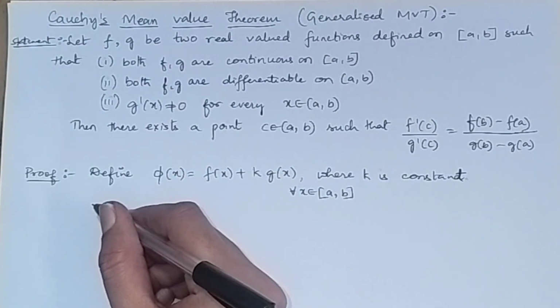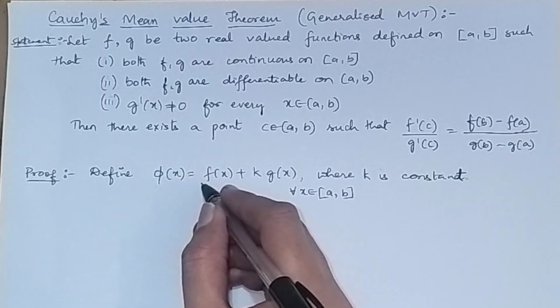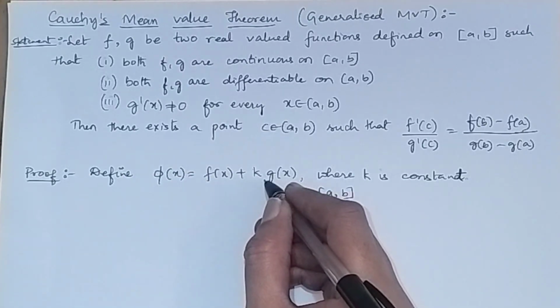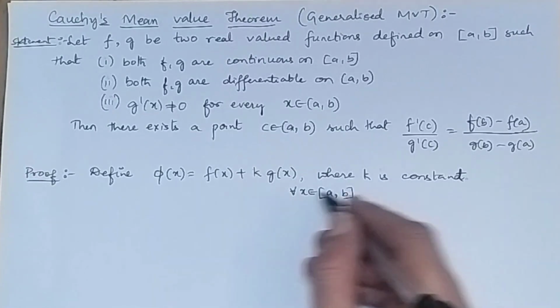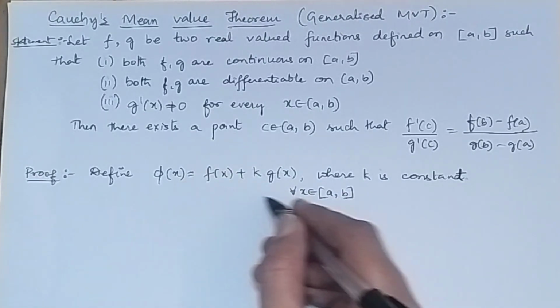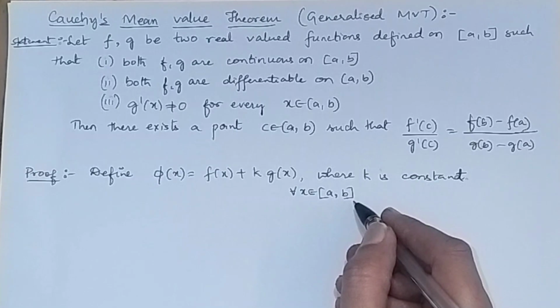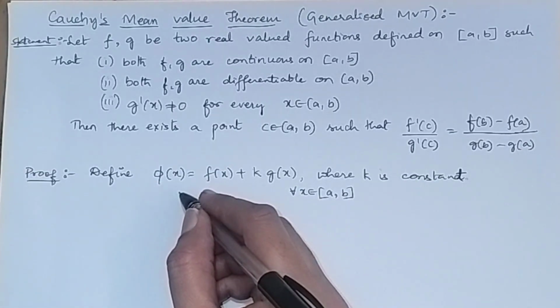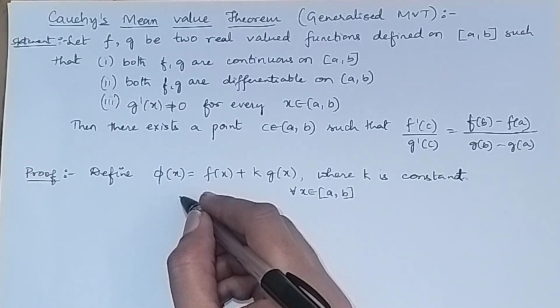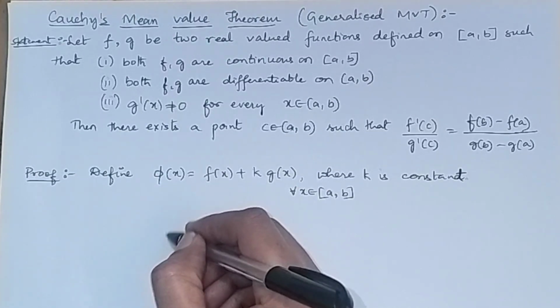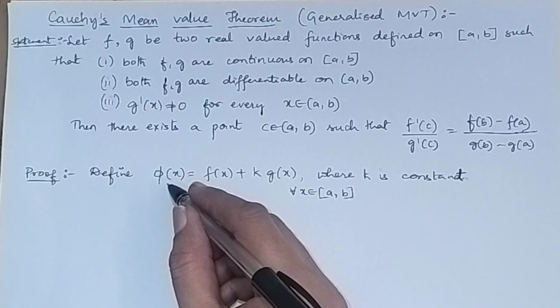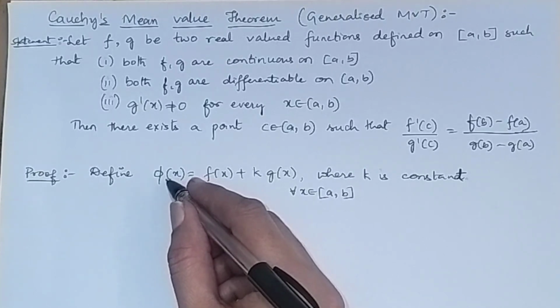So to prove this theorem, I will define a function phi of x as f(x) + k times g(x), where k is any constant, and this function phi(x) is defined on closed interval [a, b]. Now, we will apply Rolle's theorem for the function phi. So first we have to verify whether the conditions of Rolle's theorem are satisfied for the function phi.